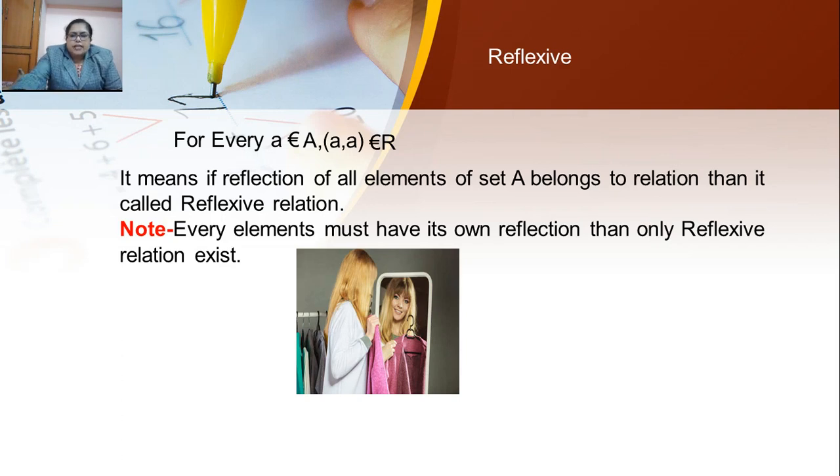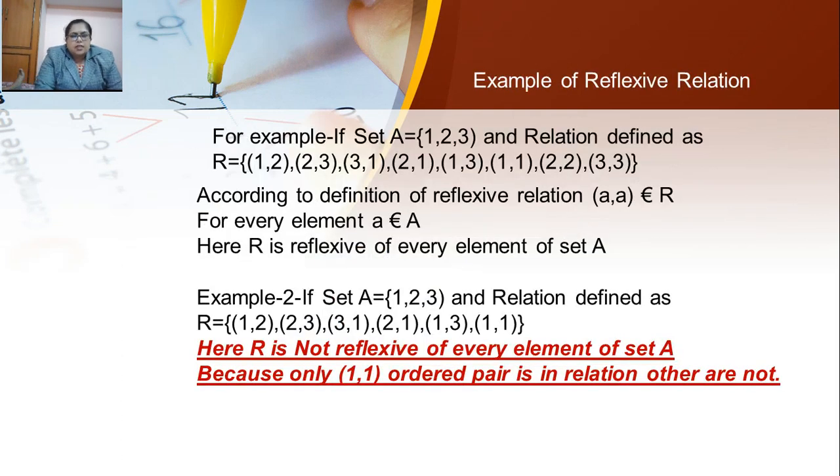Now we can understand with an example. Suppose set A equal to {1, 2, 3} and the relation defined as R equal to {(1,1), (2,2), (3,3), (1,2), (2,3)...}. According to the definition of reflexive relation, for every element a belonging to A, (a, a) belongs to R. Here R is reflexive, since every element of set A is related to itself. Why?